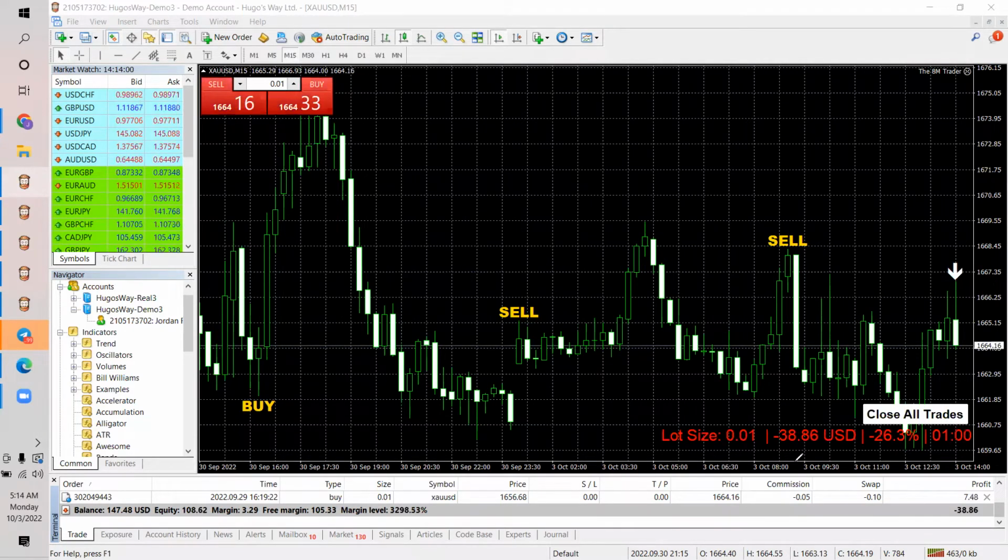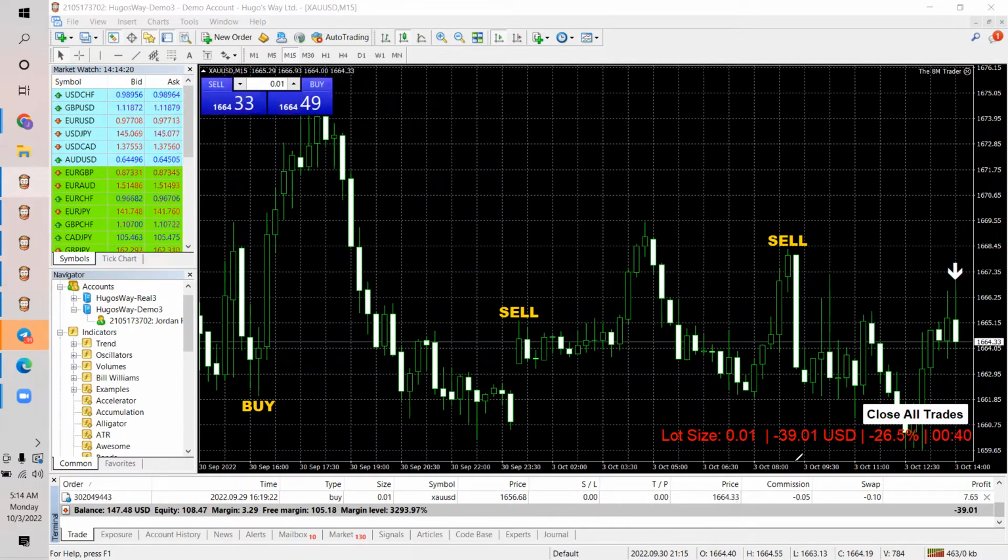And the commission, half of that particular pip. So a whole pip is 10 cents on that lot size. A half pip would be 5 cents. And that is your commission for each trade that you go ahead and place.